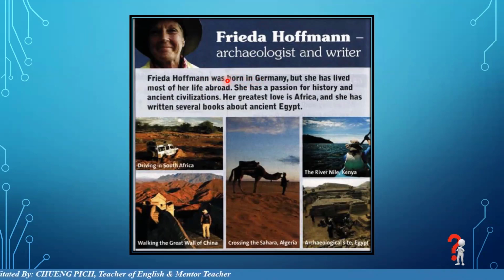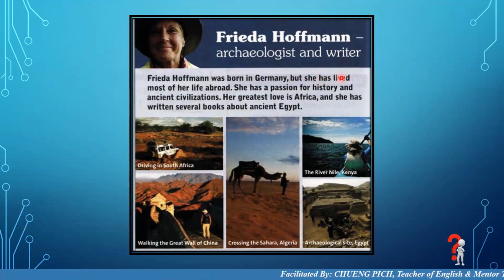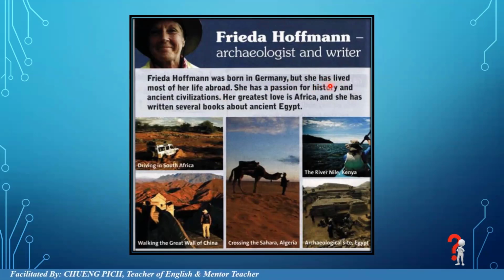Here we use past simple, present simple, and especially present perfect tense. So "was born" here is past simple, and "has lived" is present perfect, and "she has a passion" is just present simple. So in this sentence, there are two present perfect tenses: she has lived most of her life abroad, and she has written several books about ancient Egypt. Okay, so "has written" and "has lived" are present perfect tense.